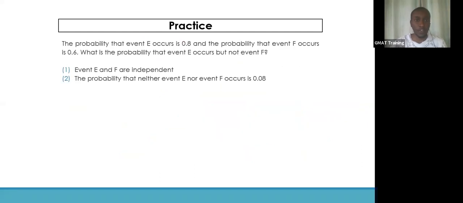Okay, let's get to a DS question. I hope it's a bit tougher for you guys, so let's do it. We have the answer choices for A, B, C, D, and E.